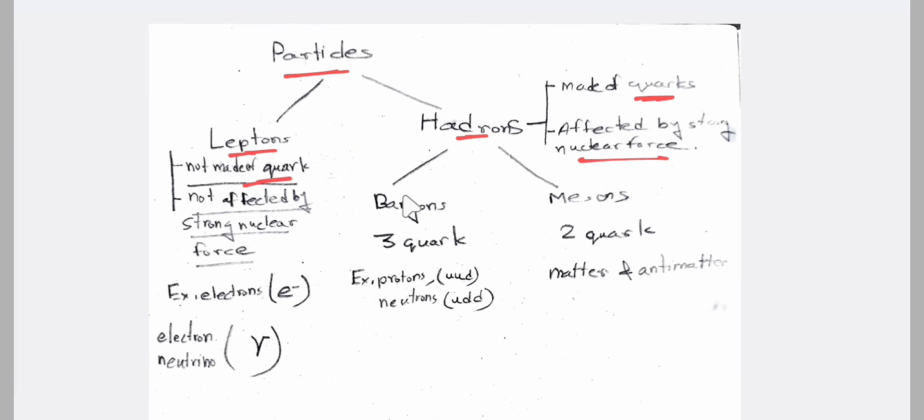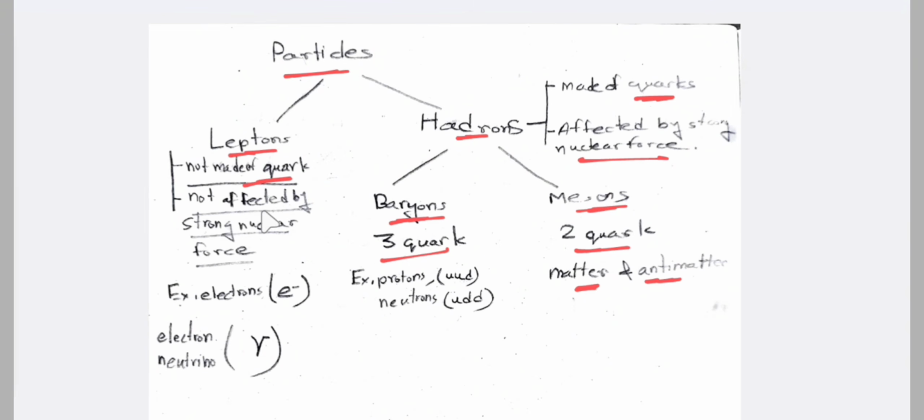Hadrons are divided into baryons and mesons. Baryons are made up of 3 quarks. Proton and neutron are baryons, so they are made up of 3 quarks, up and down quarks. The proton is up, up, down, and the neutron is up, down, down. And a meson is made up of 2 quarks, a quark and an antiquark.